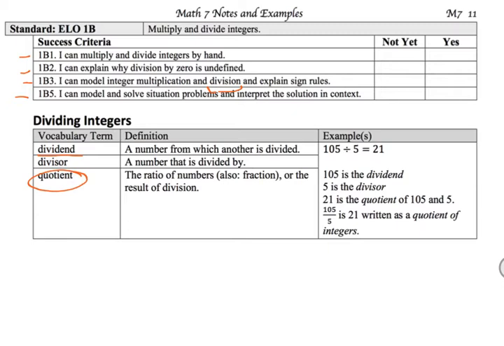So using these three words in context, think of the problem 105 divided by 5 equals 21. 105 is the dividend. It's the thing that's being divided up. 5 is the divisor. We're dividing it into 5 pieces. 21 is the quotient of 105 and 5. So 21 is the quotient. 21 is the answer to the division. And quotient can also refer to a number being written as division. So 105 fifths is 21 written as a quotient of two integers.